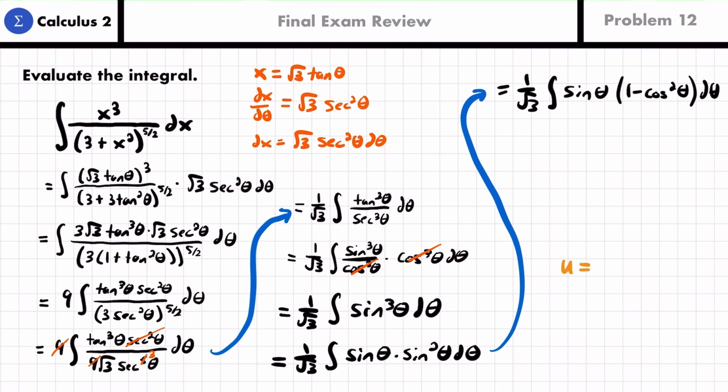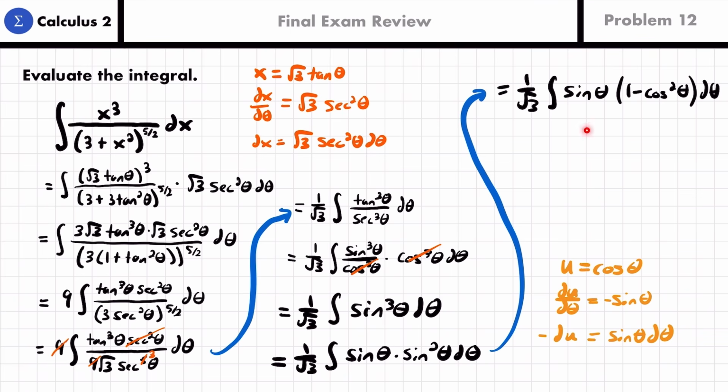Okay, so I'm going to set u equal to cosine theta, and the derivative of u with respect to theta is negative sine theta. And then solving for du, you want to multiply both sides by d theta. So we have du is equal to negative sine theta d theta. But you want to make sure that whatever du is equal to, you can find that in the integral. And I don't see a negative sine theta d theta, I just see a positive sine theta d theta. So multiply both sides by negative 1, and then we'll have a proper substitution for du. We'll have negative du is equal to sine theta d theta.